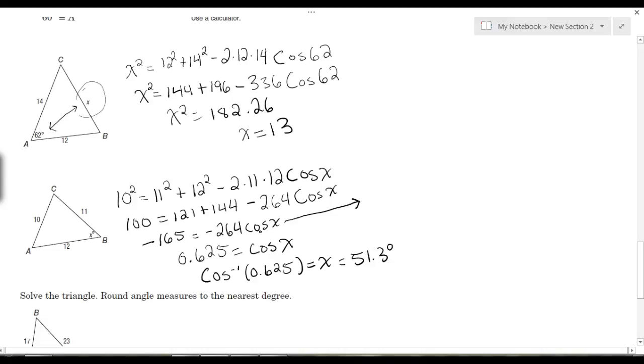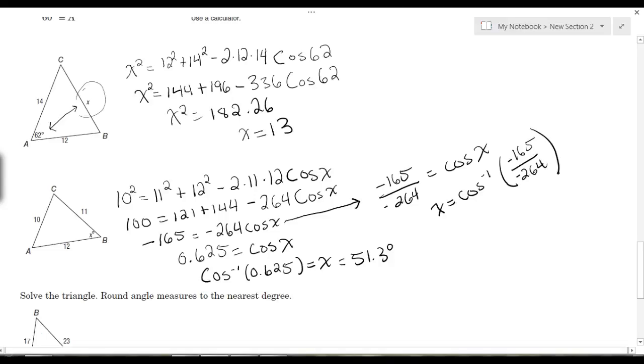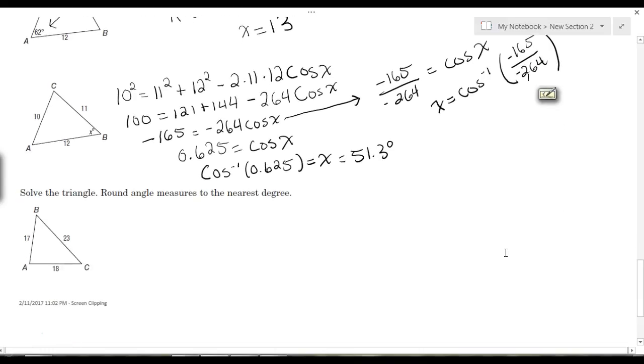Now if I had wanted to, right here, I could have actually, instead of getting to 0.625, I could have left things as 165 over negative 264 equals cosine of x. And then I could have taken the inverse cosine of both sides. So I ended up with x equals inverse cosine of negative 165 over negative 264. And depending on your calculator, you could possibly put this right into your calculator. Let's go ahead and look at another example.